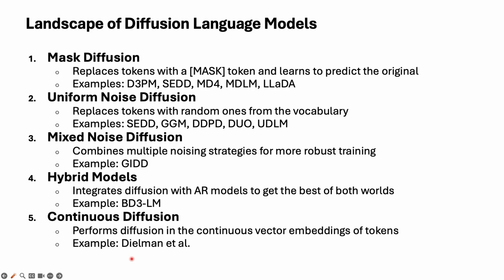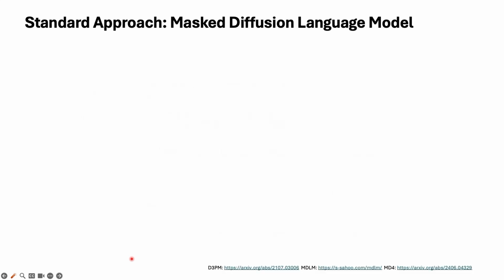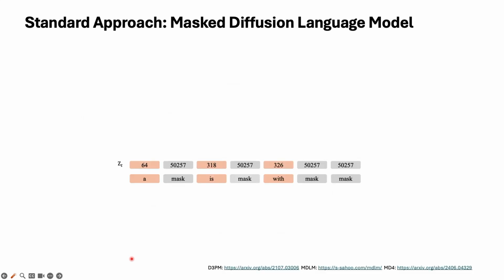By far today, the state of the art is masked diffusion models for various reasons. They're giving the best performance. But this is not to say that maybe next year some of the other models will come back up. But for the rest of the talk, I'm going to talk about masked diffusion models. Okay. So how do masked diffusion models work?